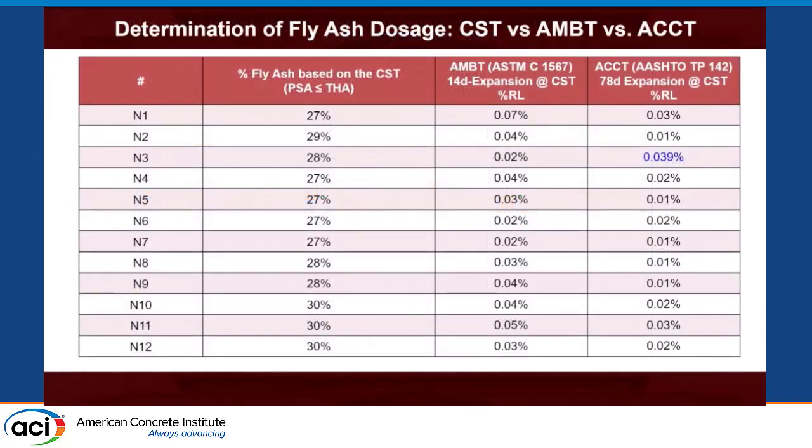Now you see here the results. We predicted based on chemical screening tool all those natural pozzolan, these are the values, compared with 1567, compared with our ACCT test. All are good match, even though natural pozzolan bulk alkali content is high. That's a very important thing.